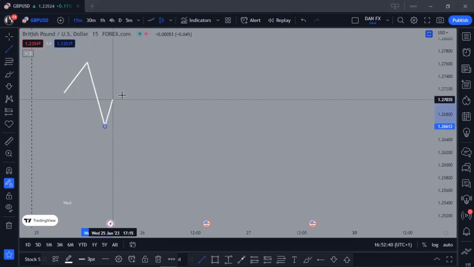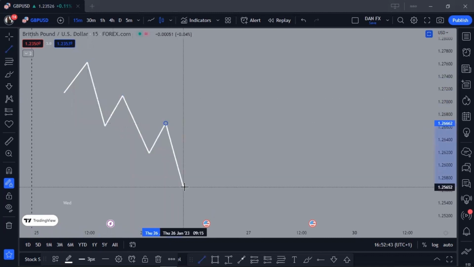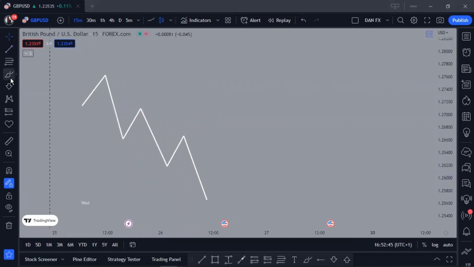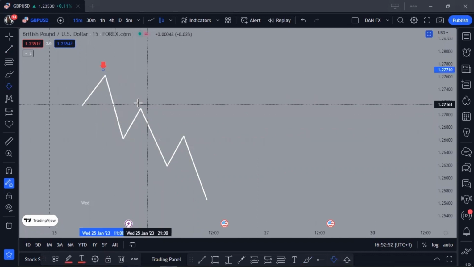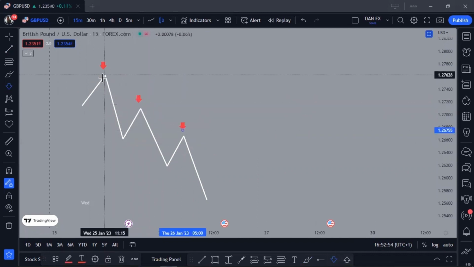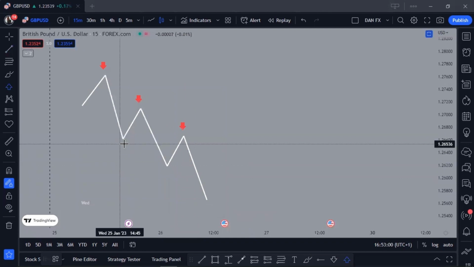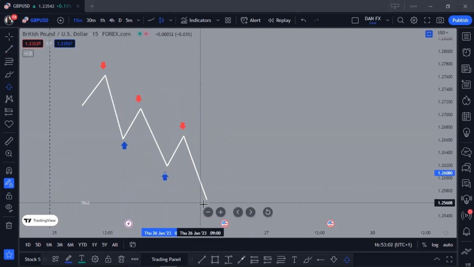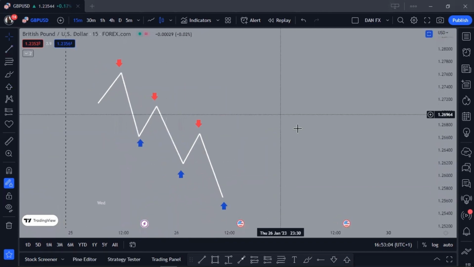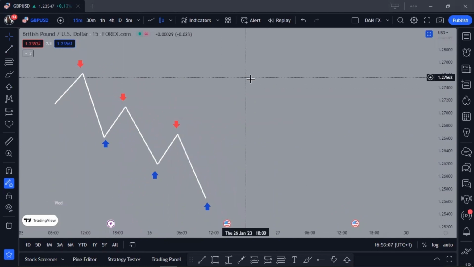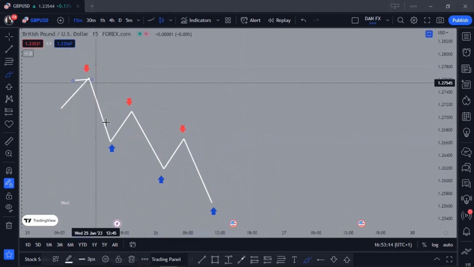So let's say we have a structure like this, right? And we know this is our high. This is the first high, the second high, third high. So this is the highest high, the lower high, and the lower high, and we also have the lower low, and possible lower low coming here, right? So this is basically the market structure. The lower highs make it a downtrend, right?